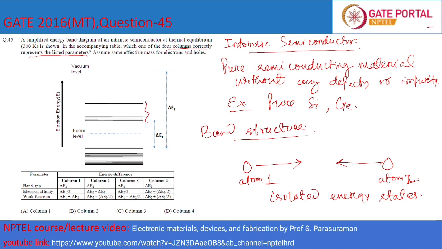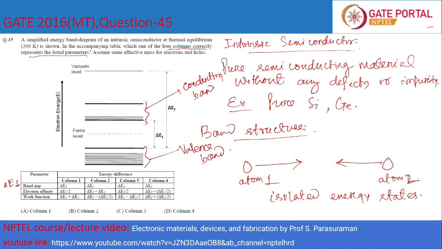Here, this is our conduction band, and this is our valence band. So what is the band gap here? That is this energy difference between the bottom of the conduction band and the top of the valence band, that is delta E1. So the band gap is delta E1.